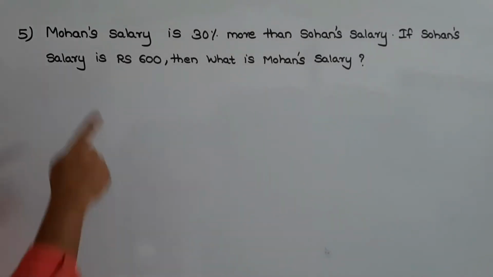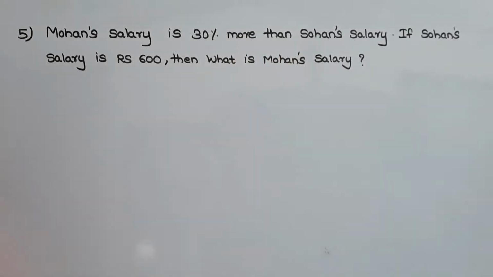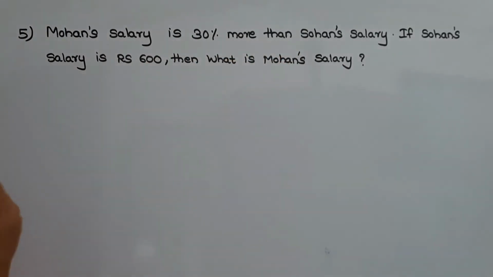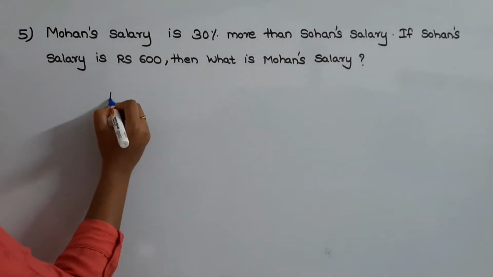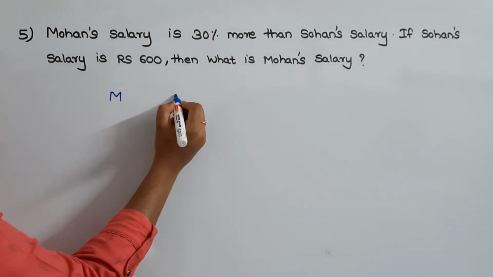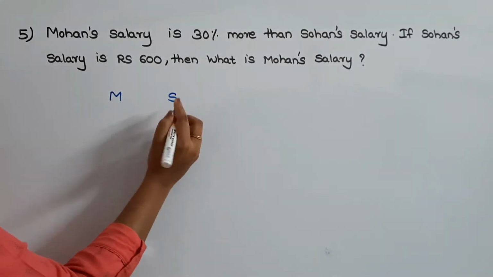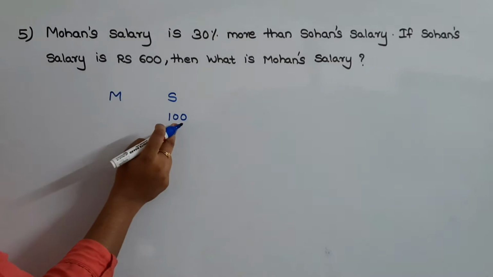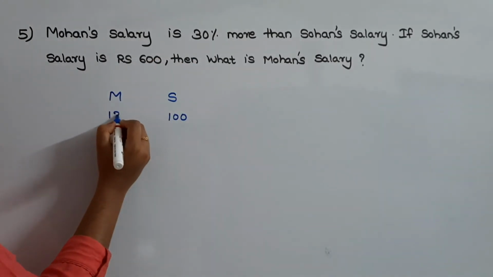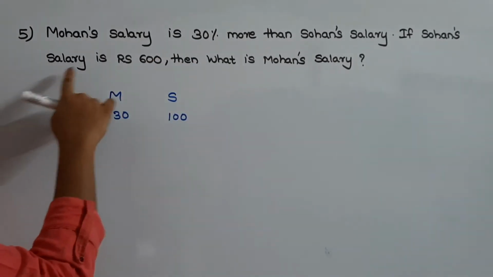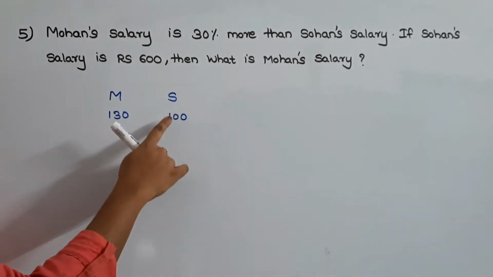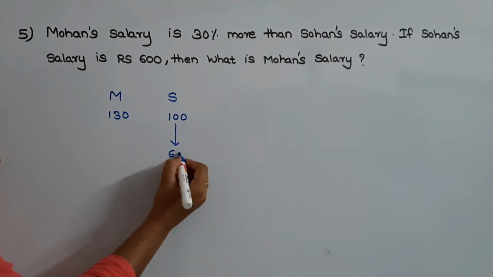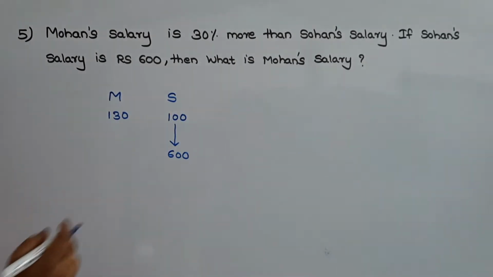The next question is, Mohan's salary is 30% more than Sohan's salary. If Sohan's salary is rupees 600, then what is Mohan's salary? Okay. So, in this question, they are telling that Mohan's salary is 30% more than Sohan's salary. So, let us take Sohan's salary as 100. So, what will be Mohan's salary? That will be 100 plus 30, that is 130. In the question, Sohan's salary is given as 600. Okay. Which means we can represent this 100 as 600.